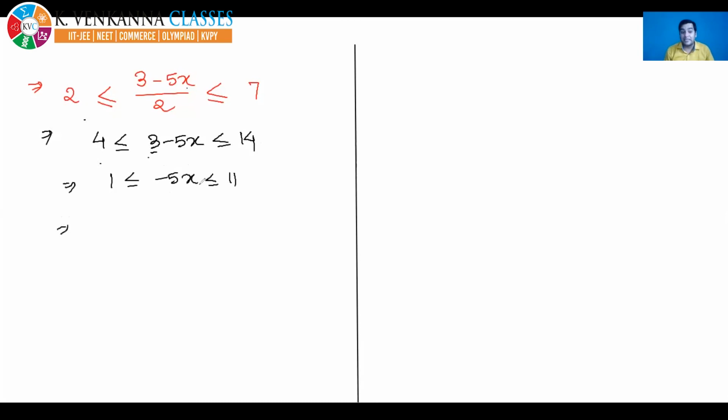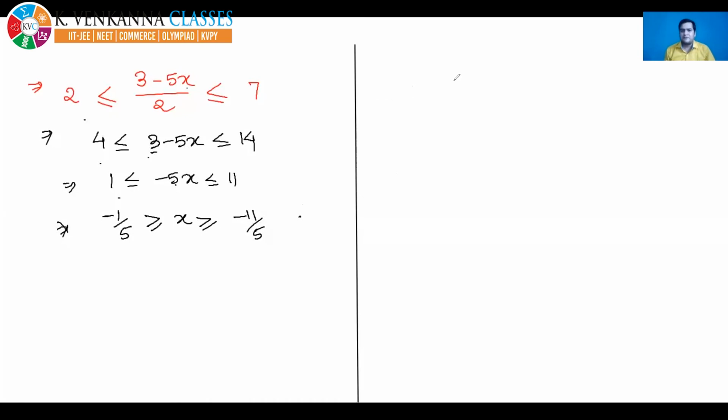Now listen, the important step. Everyone please focus. Divide the whole sides by minus 5. If you divide by minus 5, you will get here minus 1 by 5, here x, here minus 11 by 5. And listen, the sign of inequality will get changed. This is an important thing I want to tell you. If we divide or multiply by a negative number in any inequality, then the sign of inequality will get changed. Always remember this. This is a very basic thing.